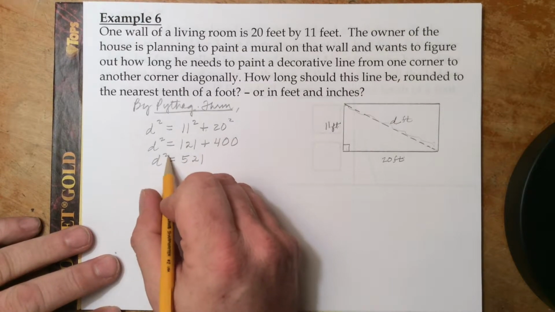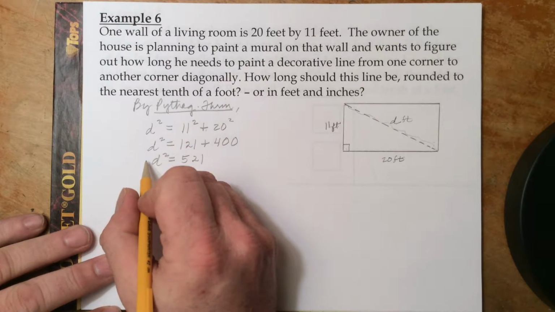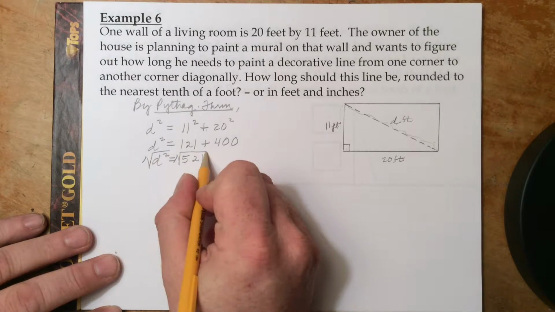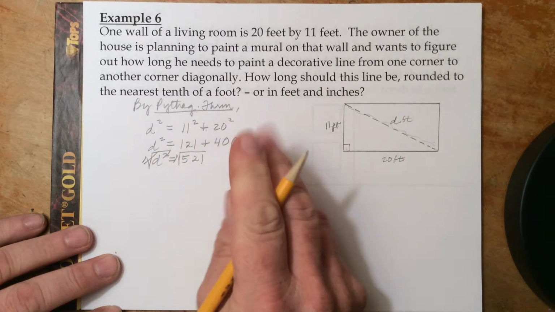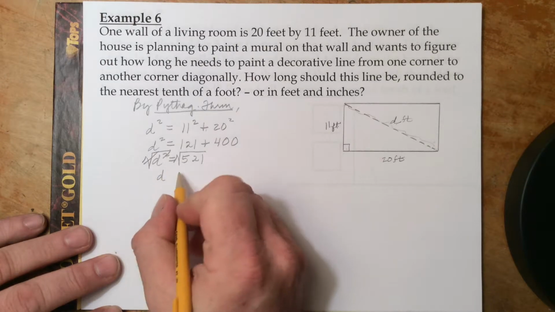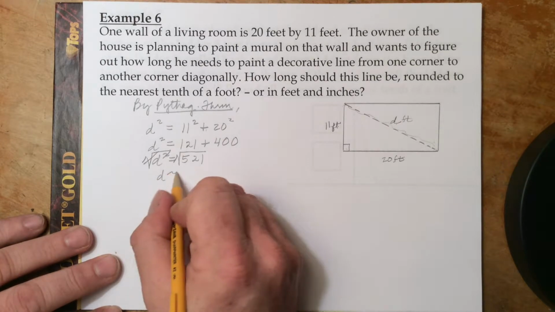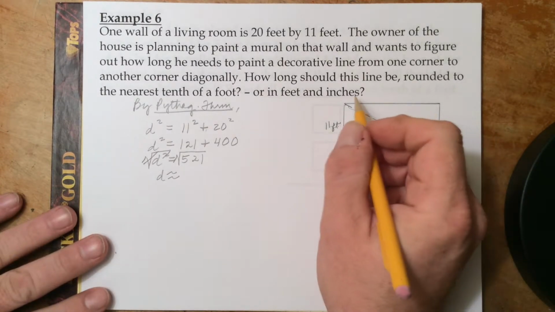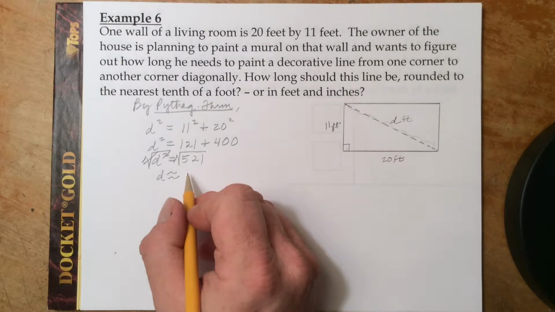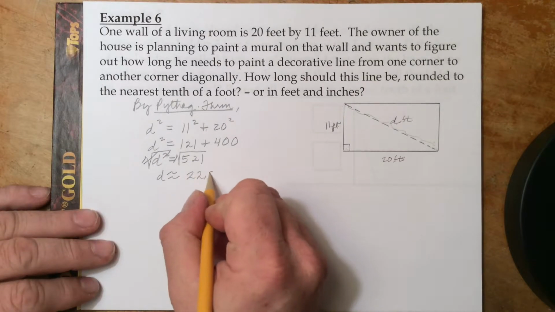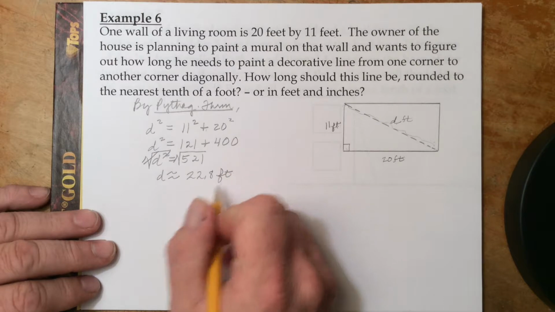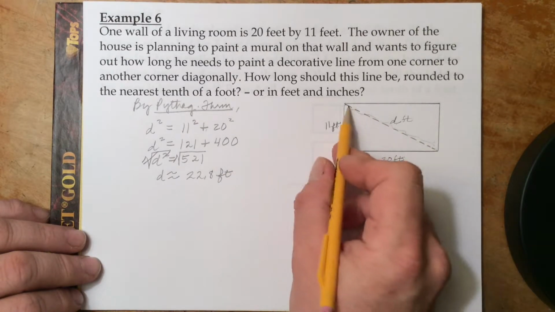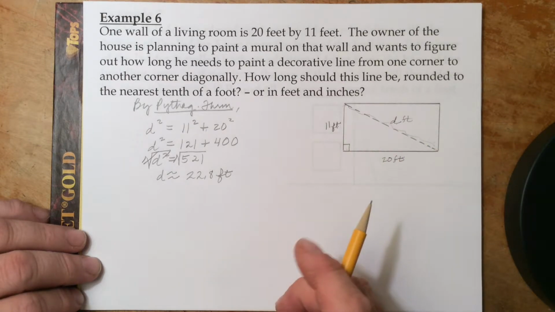Now, to solve for D, we need to get rid of the square on the D. So we use the inverse operation of taking the square root. So we do that on the left side, which means we have to do it on the right side. The square root and the square, quote-unquote, cancel each other out, and D is approximately equal to, putting that in your calculator and rounding to the tenths place here, about 22.8 feet. Okay, so that's how long that decorative line is going to be in just feet, about 22.8 feet.